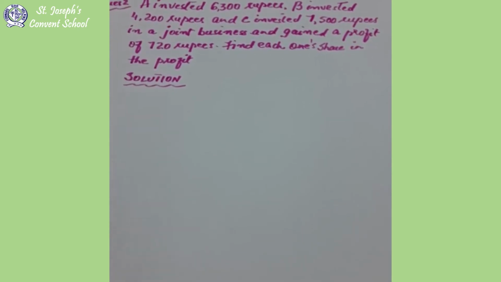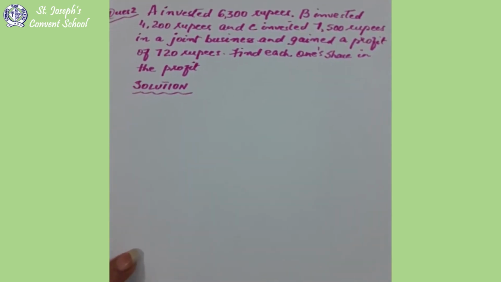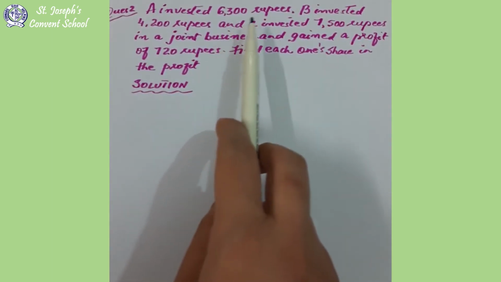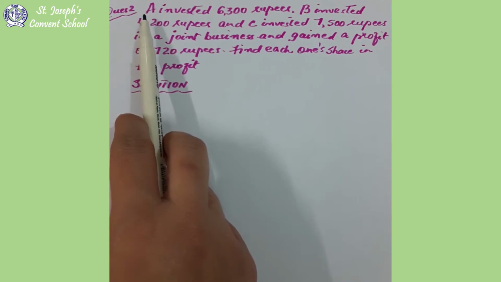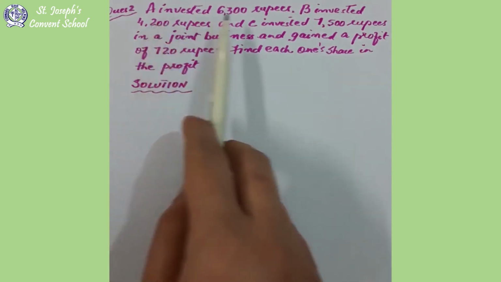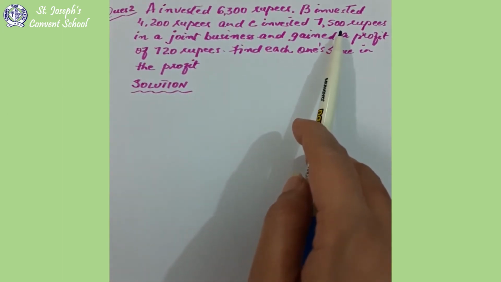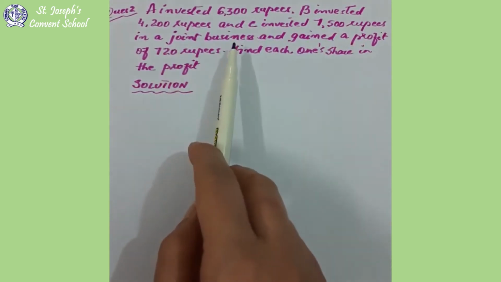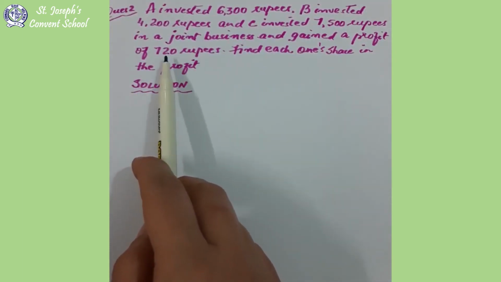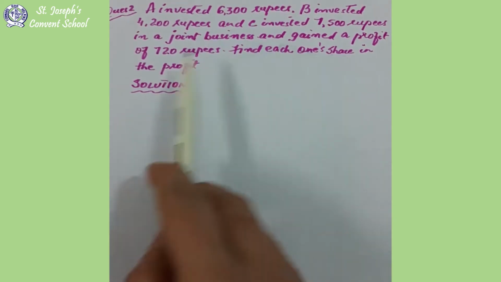Now the question again. I have written the question. You can check it in your textbook also if you want. Question number 2. A invested 6,300 rupees. Now the names are not written; instead of names, A, B and C are given. A invested 6,300, B invested 4,200, C invested 7,500. This is the amount of A, B and C in a joint business. Joint business means again partnership, and they gained a profit of 720 rupees. You have to divide the profit and find each one's share in the profit.